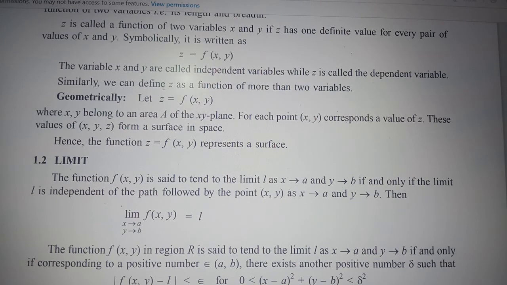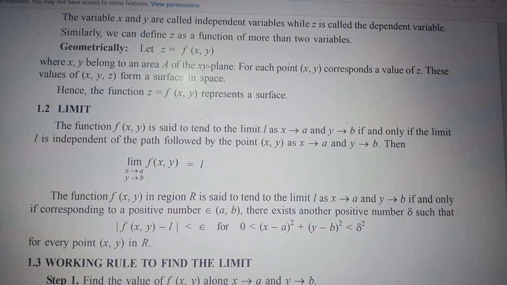Geometrically, let Z is equal to f of x comma y where x comma y belongs to an area A of the xy plane. For each point x comma y corresponds a value of z. These values of x comma y comma z form a surface in space. Hence, this function z is equal to f of x comma y represents a surface. So, the geometrical meaning of z is equal to f of x comma y is that it represents a surface.